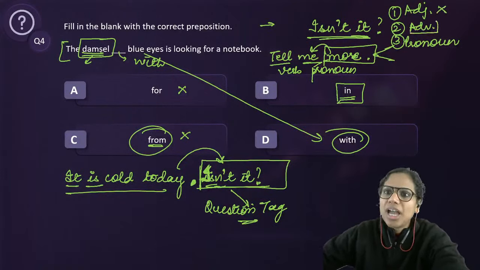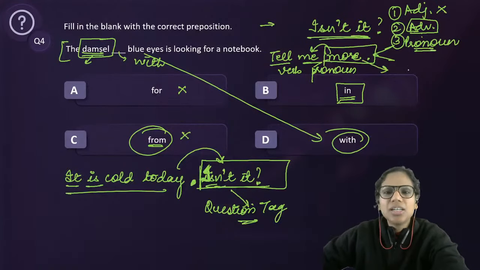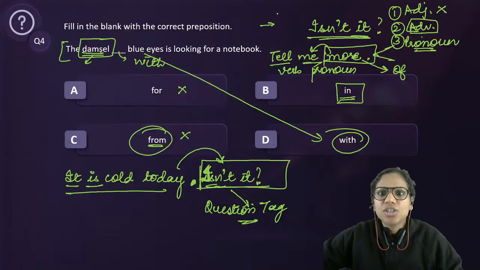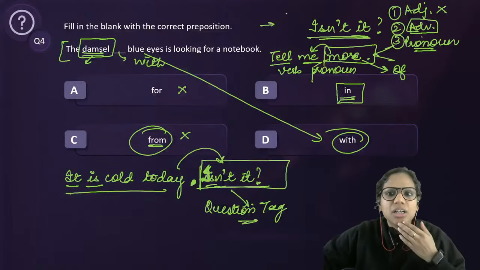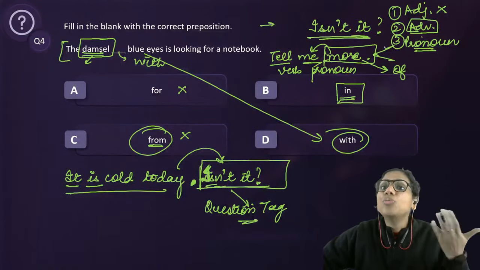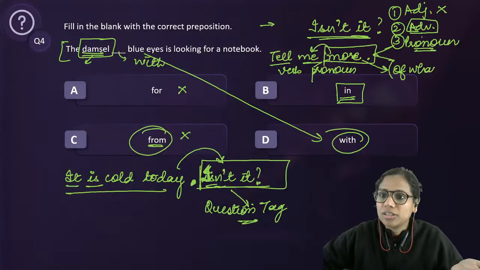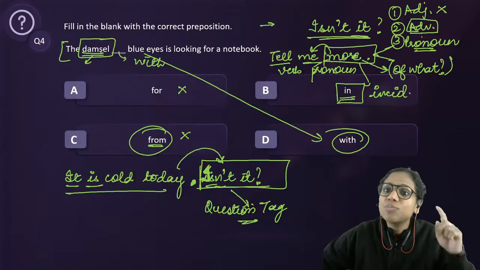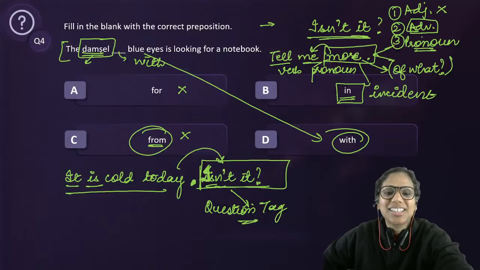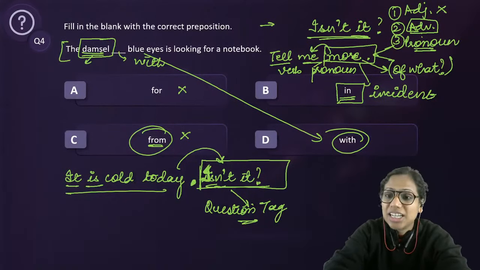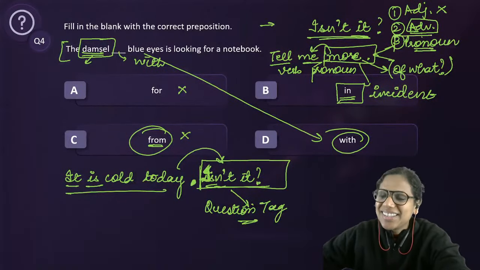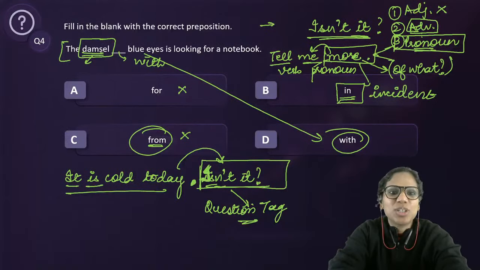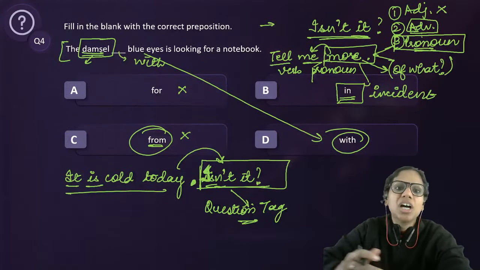Now, adverb versus pronoun, right? You are asking about more of something, right? More of a story, let's say. So let's say a person was narrating an incident to you and you want to know more. So more of what? More of that incident, isn't it? So this more refers to that incident. So it is a pronoun here. It has been used as a pronoun here.